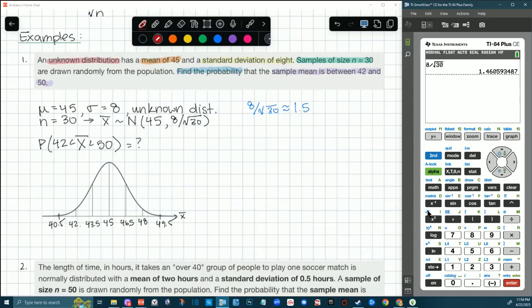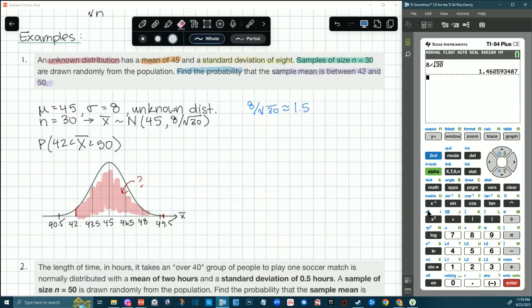I'm going to mark where those boundary values are. 42 is right here. 50 is right here. So I'm looking for this area here. I want to know what that area is. And I can see that that's most of the curve, so I know that I'm expecting a large answer before I ever do the calculation on the calculator.